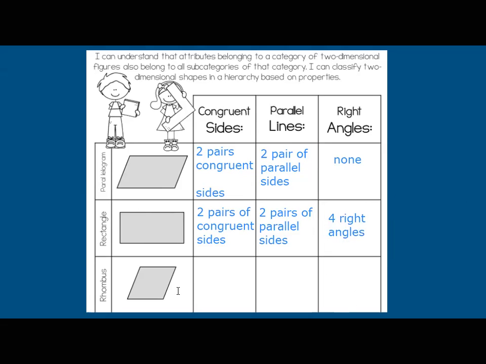All right, next we have a rhombus. We have to first decide if the rhombus has any congruent sides. Are the opposite sides the same length? We can see across top and bottom, and then left and right, they do seem to be the same length. So we have two pairs of congruent sides.